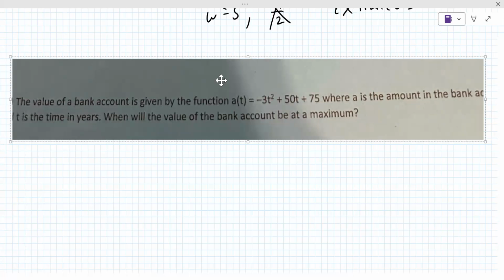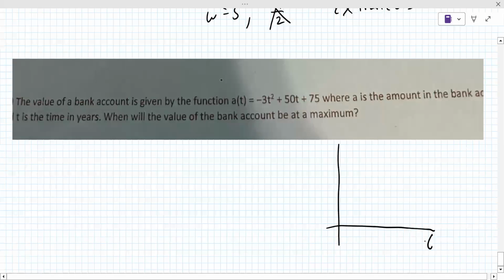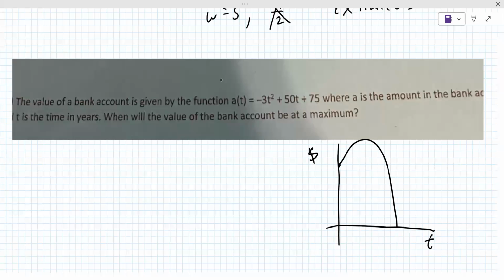Yes, but here's the graph of it. This is time, and this is the money in the account, and it looks like this. So are you interested in point 1, point 2, or point 3? Point 1 has nothing to do with factoring. For point 1, you have to put it in vertex form. You can also use formulas.